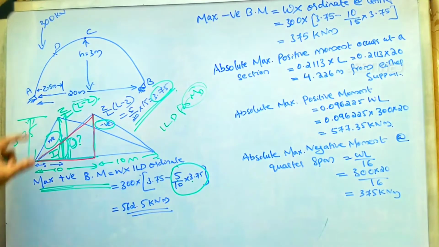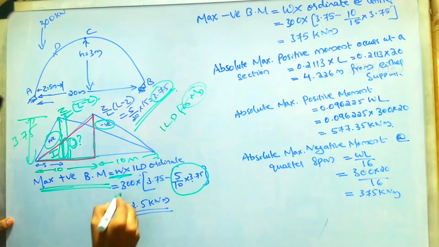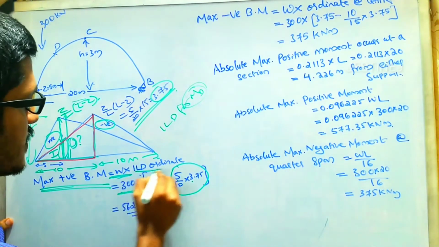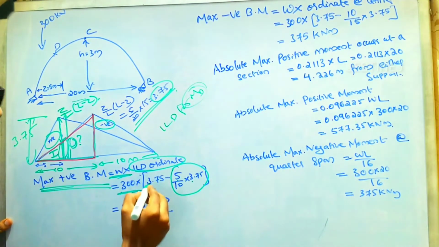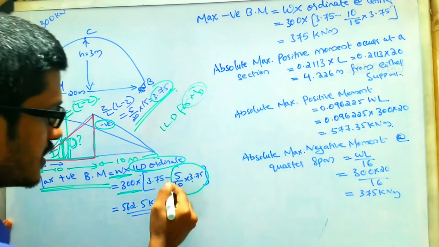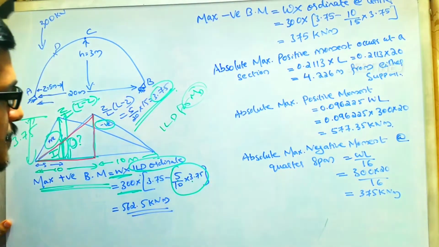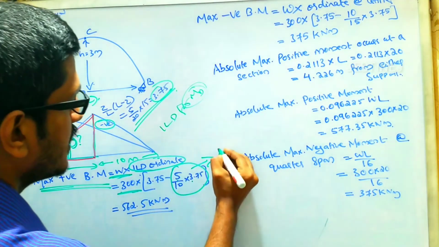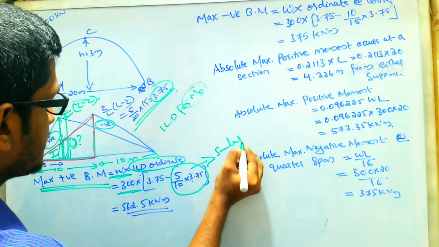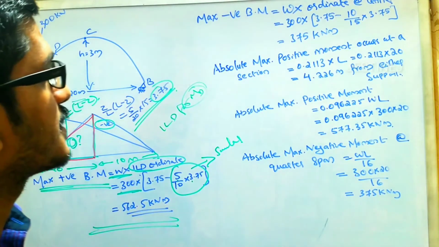So the maximum positive bending moment value will be the magnitude of the load traveling, that is 300 given, multiplied by the ordinate. The total ordinate distance is 3.75. Then we should subtract 5 by 10 multiplied by 3.75. This is obtained by similar triangle laws. And you will finally get the value of 562.5 kilonewton meter.